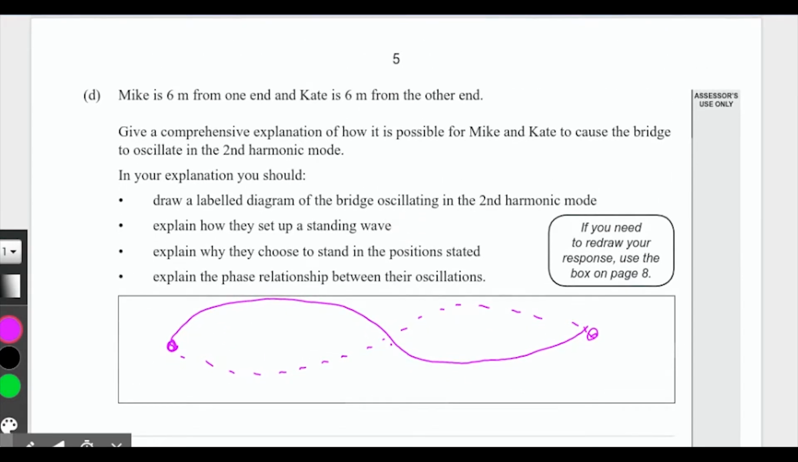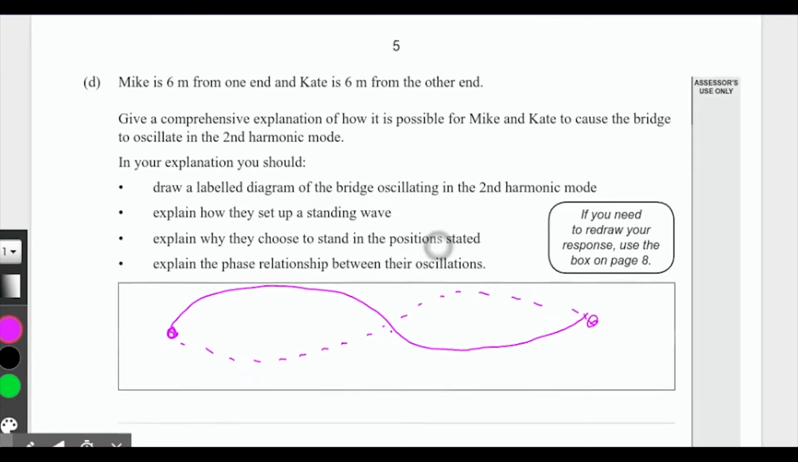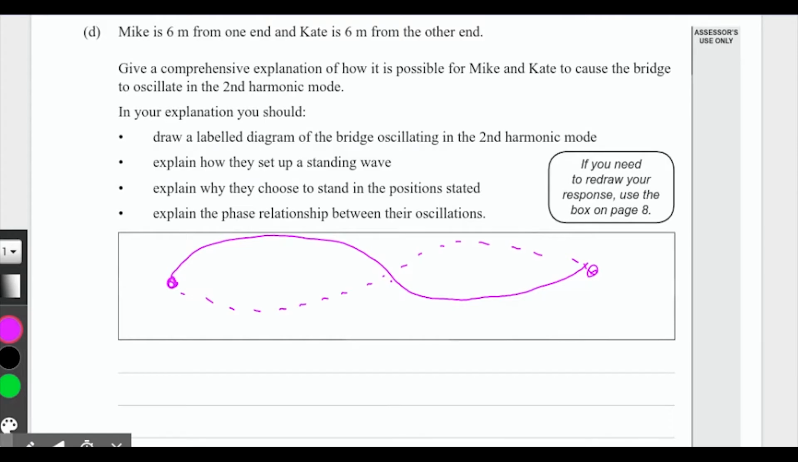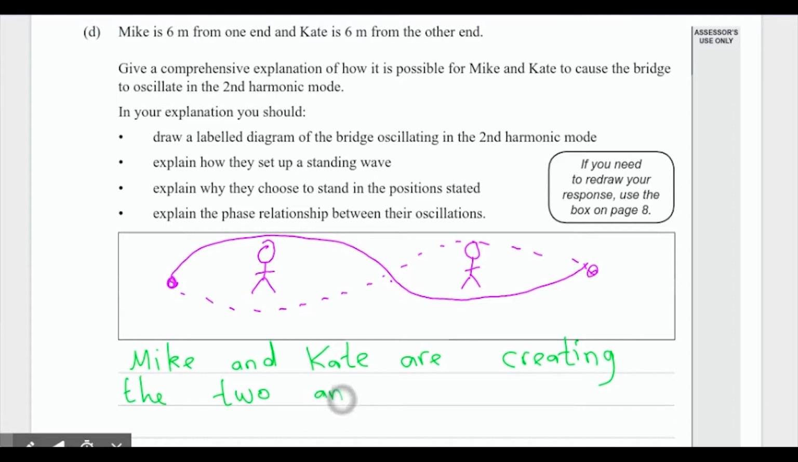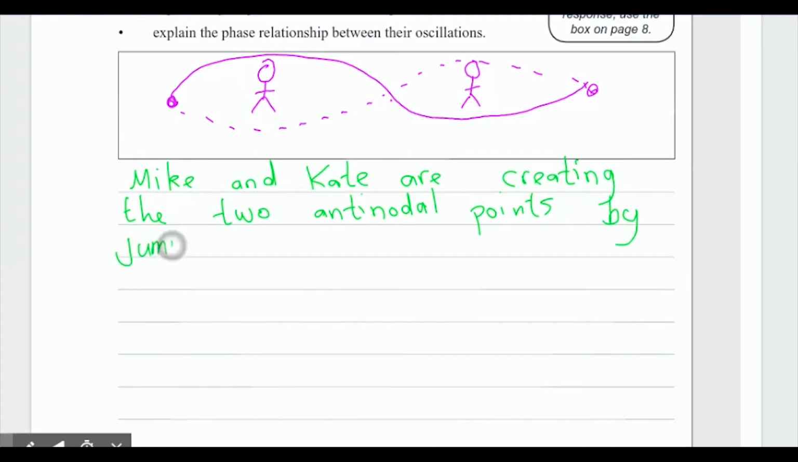Mike is 6 meters from one end and Kate is 6 meters from the other. Right, so that means that our Mike and our Kate, they must be on this here, on antinodes each. So they are both creating these antinodes. They are pushing that bridge up and down to create this pattern. And of course, we have a node right there in the middle. So Mike and Kate are creating the two antinodal points by jumping at those points.